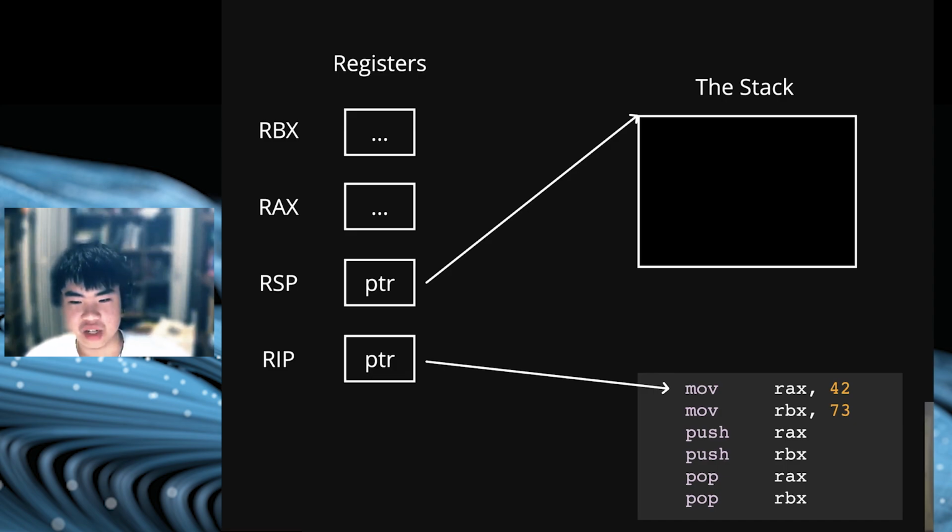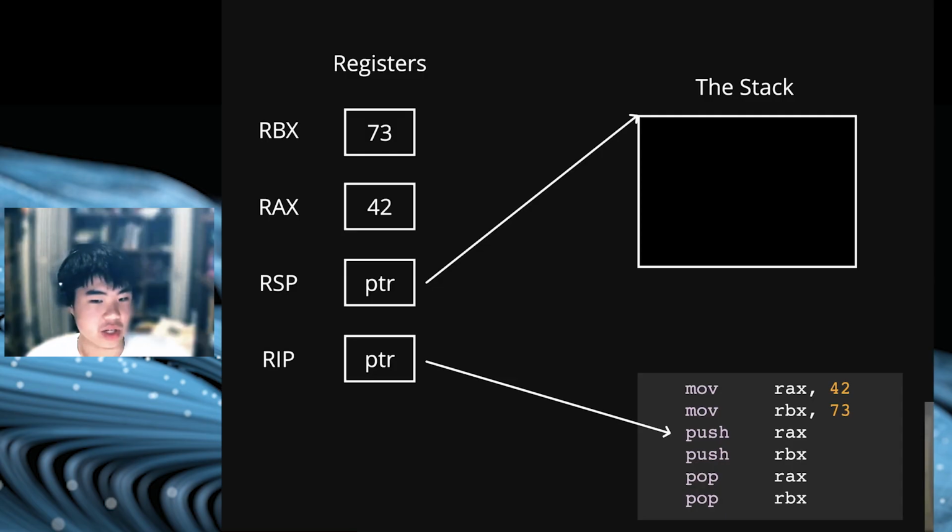So this program will move the value 42 to RAX, which is a general purpose register. It'll move the value 73 to RBX, which is also a general purpose register. And then it pushes the value stored in RAX to the stack.